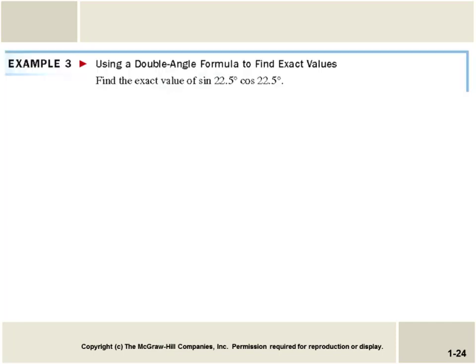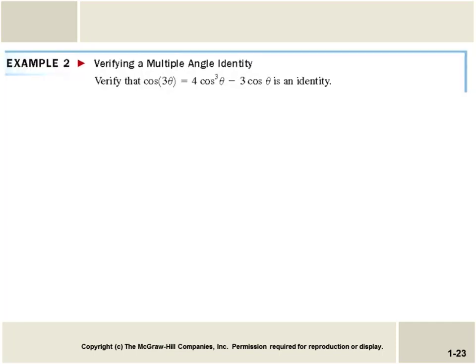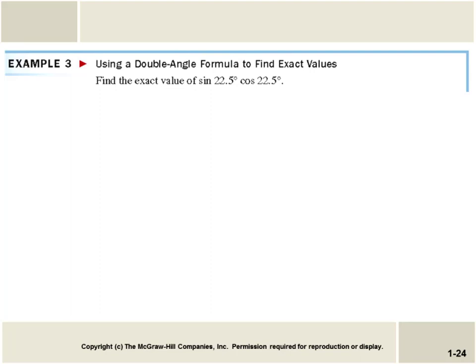Okay, so I'm just going to skip a couple of things here just for time because we have to get to everything. So how would I find the exact value of sine 22.5 cosine 22.5? And of course we're going to use the double angle. Which double angle am I going to use for this?